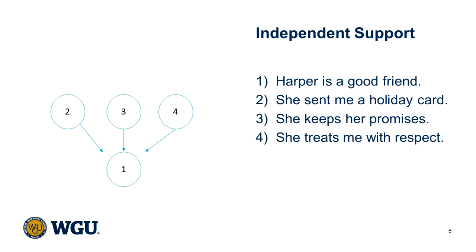Similarly, she keeps her promises. Again, this works on its own as evidence that she's a good friend without needing any other statement to make that connection. Finally, she treats me with respect. All by itself, treating someone with respect is evidence that you're a good friend to them. The connection between respect and friendship is clear on its own. This is independent support.